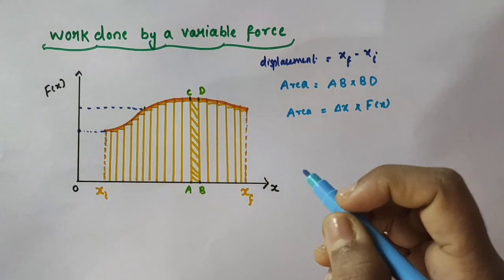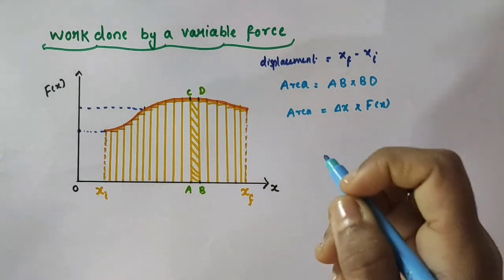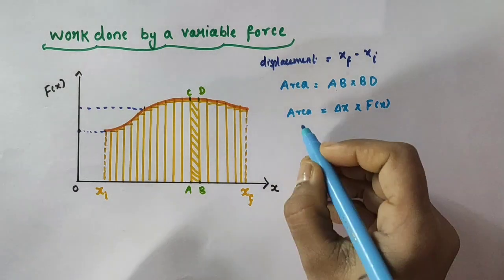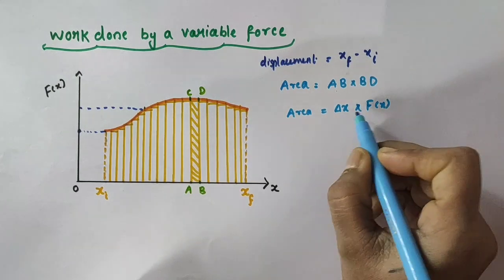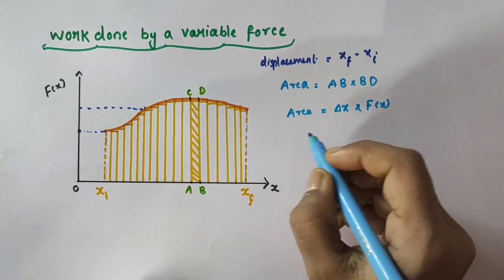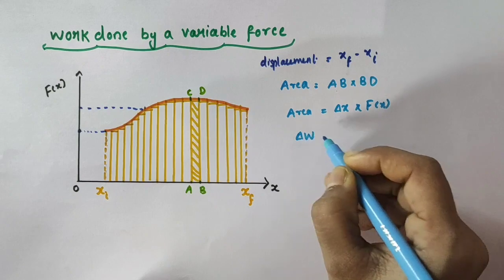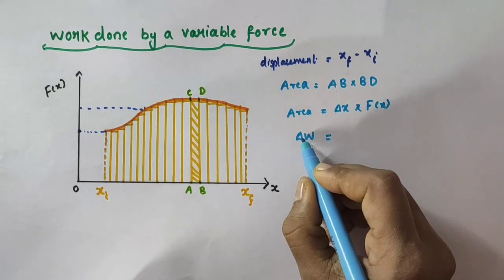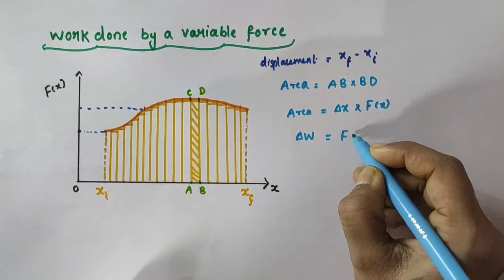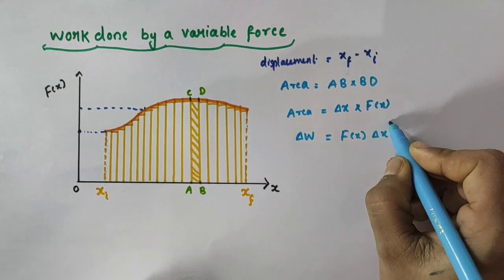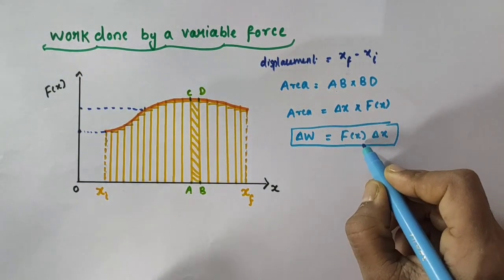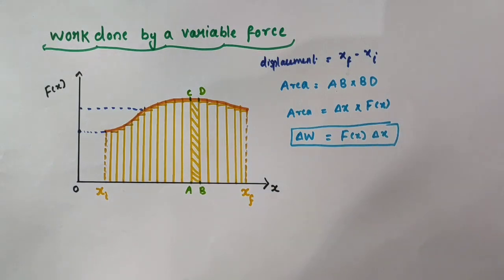Since the displacement is small, the work done will also be small. So I am representing this area as equal to the work done, because work is force into displacement. Since the displacement is small, the work done is also small. I am representing that work done as delta W. So we can write delta W is equal to f of x into delta x.